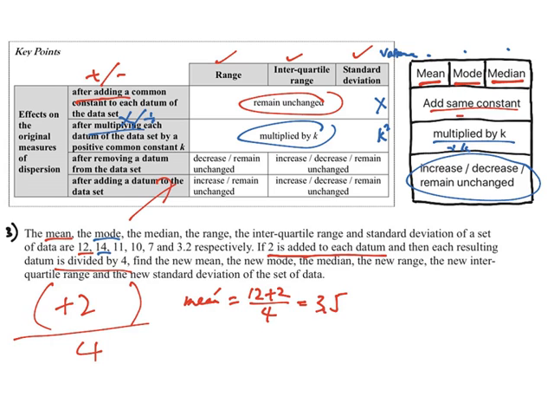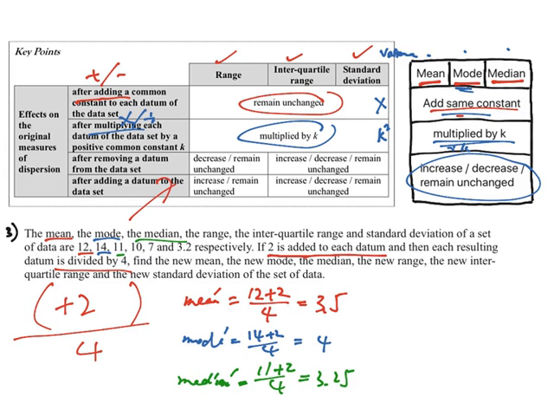Okay, and for the mode, you can see the mode also plus something and then multiply or divide. So 14 plus 2 divided by 4. So it is 4. And for the median, same. It is 11 plus 2 divided by 4. So it is 3.25.